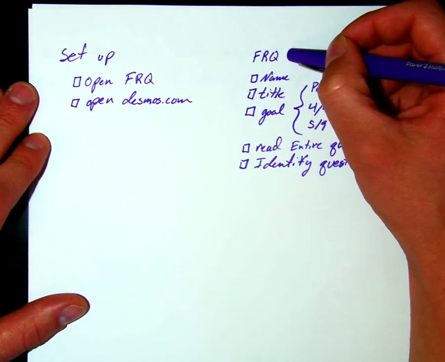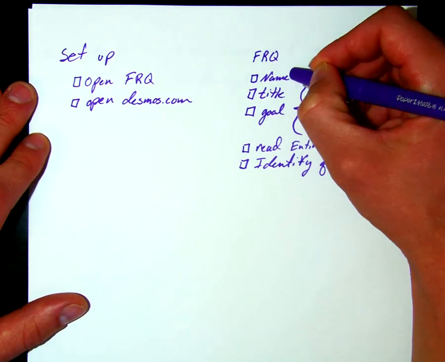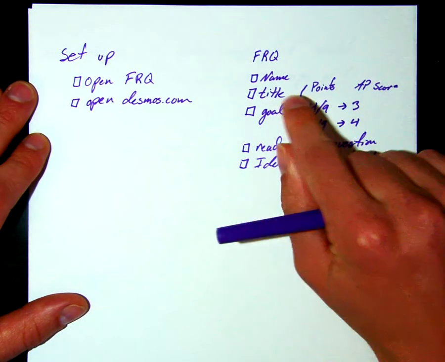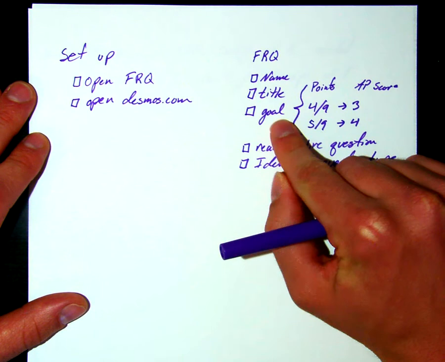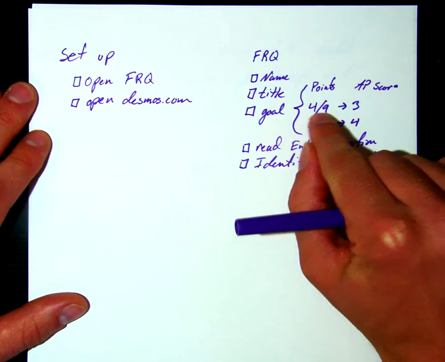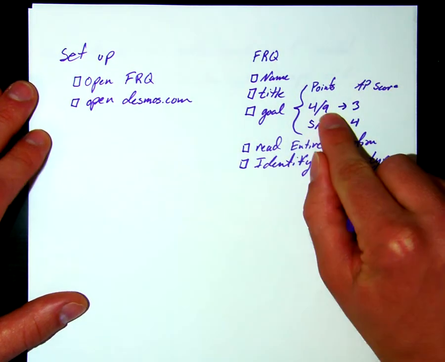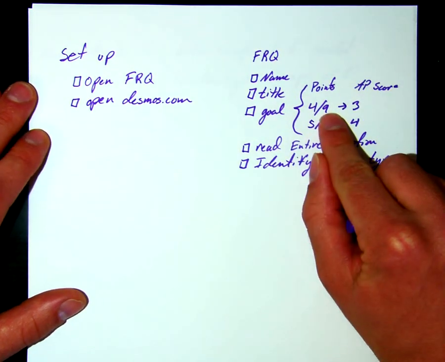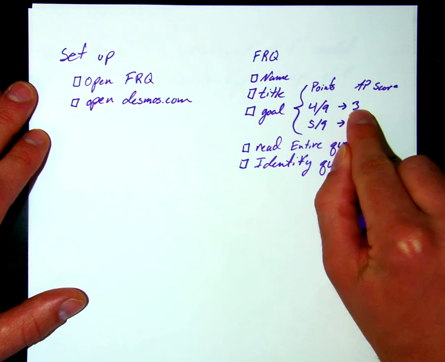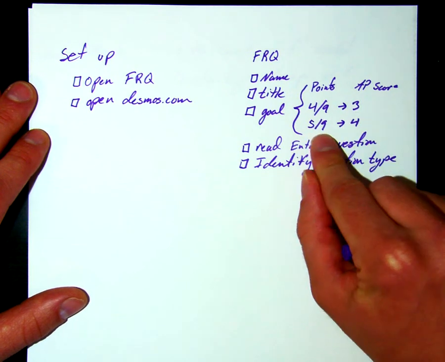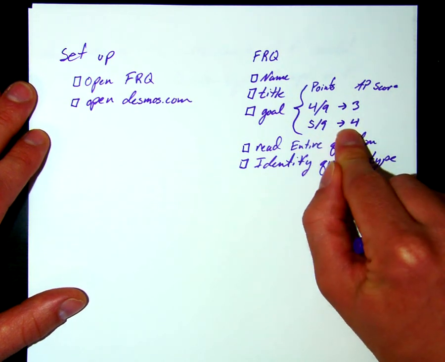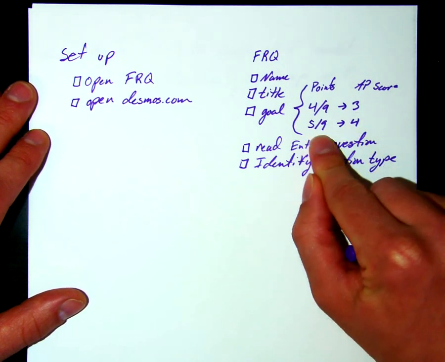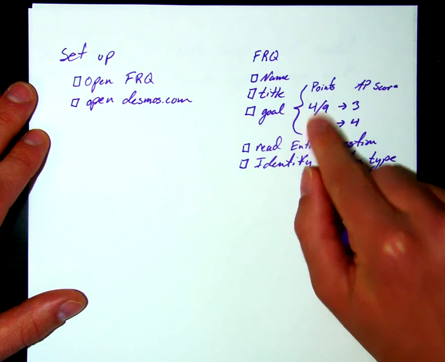Anytime we do an FRQ, I want you guys to put your name on it. You're going to give it a little title. And also, you're going to remind yourself of the goal. Now, on the AP test, you don't need to get all 9 points on the FRQ. 4 out of 9 is going to be a 3, and 5 out of 9 is going to be a 4. So every time I do an FRQ, I'm going to remind myself, hey, I don't have to do it perfectly. I just need to get 4 or 5 points.